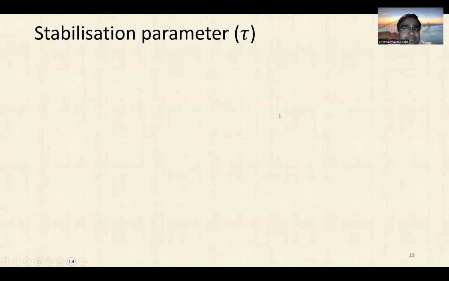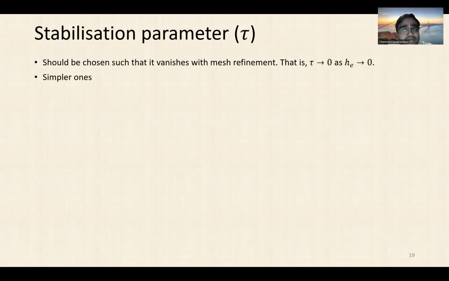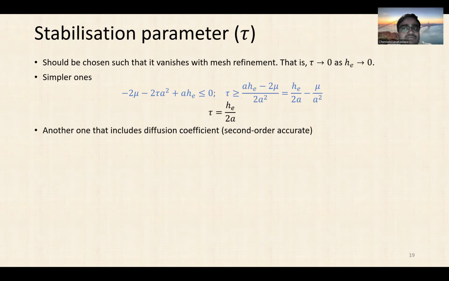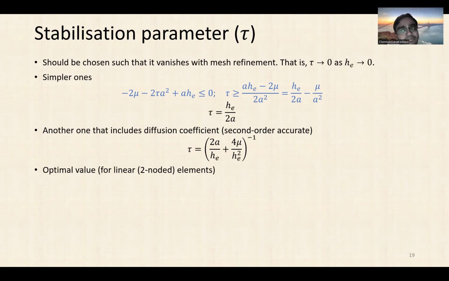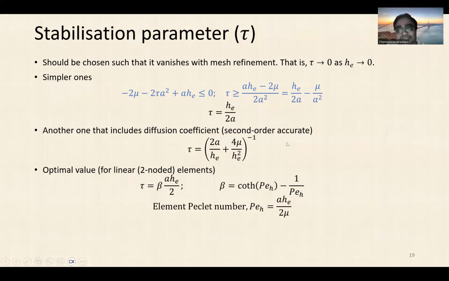Now, what is happening here? We have added the stabilization term, we have calculated the stabilization parameter, and we do have the optimal value. And this optimal value, remember, is only valid for the two noded element in one dimension. If we go to two dimensions, then it's very difficult to derive these optimal values. But we do have some expressions that give us better results. We will look at those expressions when we go to 2D problems.